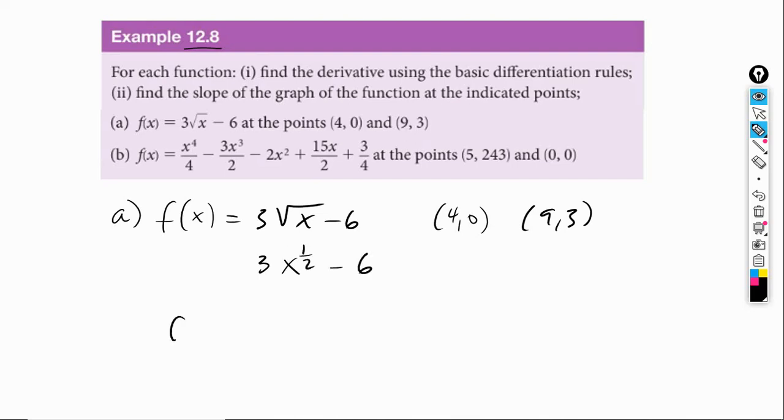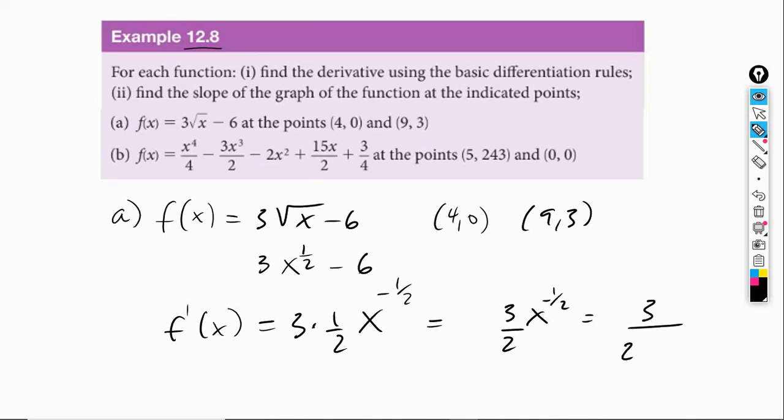Then the derivative, using the power rule, would then be equal to 3 times 1/2 times x to the power of negative 1/2, because I'm subtracting 1 from 1/2, right? And this is the minus 6. Derivative of that would be just 0. So then this would equal 3/2 x to the negative 1/2, or what is the same, 3 over 2 square root of x.